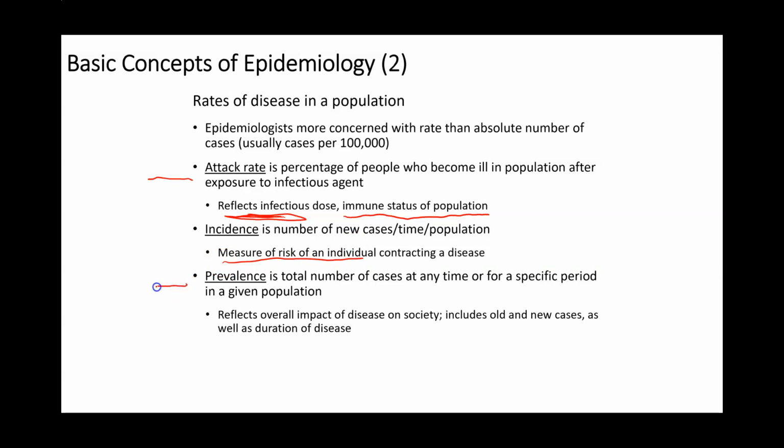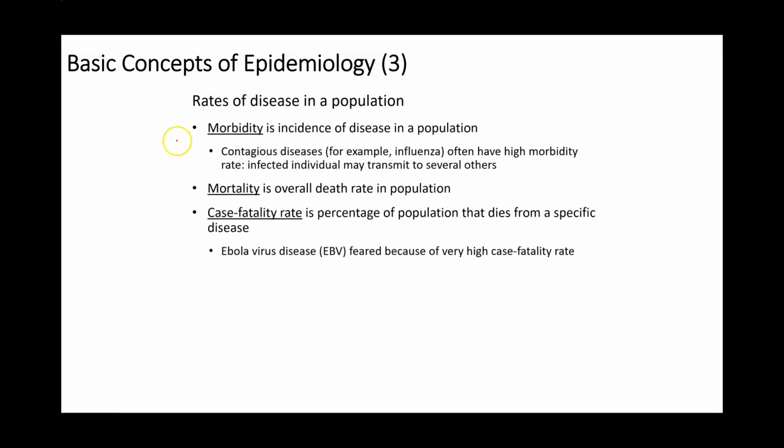The prevalence is the total number of cases of the disease at a specific time period in a population. Morbidity is the incidence of that disease. Mortality is the overall death rate in the population associated with that disease. Case fatality is the percentage of the population that dies from that specific disease. Different diseases have a different case fatality rate.